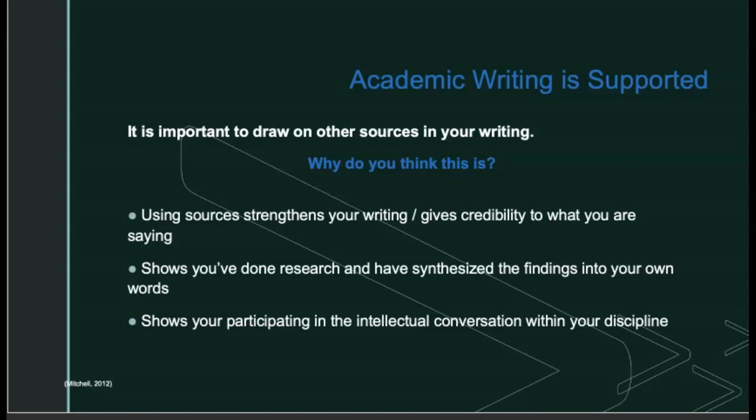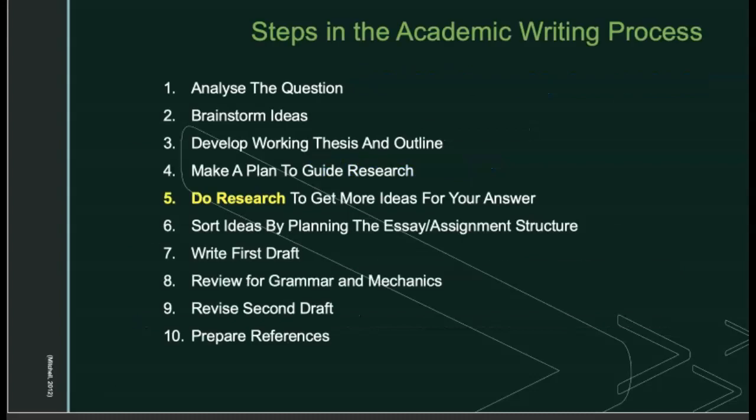That's the essence of academic writing, that it's supportive. The sources, your academic articles, strengthen your writing and give credibility to what you're saying. It shows that you've done research and that you understand what that research is saying about your topic. The process of academic writing is first you analyze the question, then you start brainstorming and thinking. You develop an outline and make a plan, and then you do your research, and you bring your research in to support your ideas.